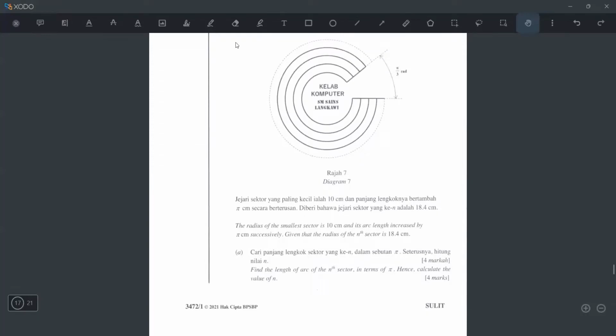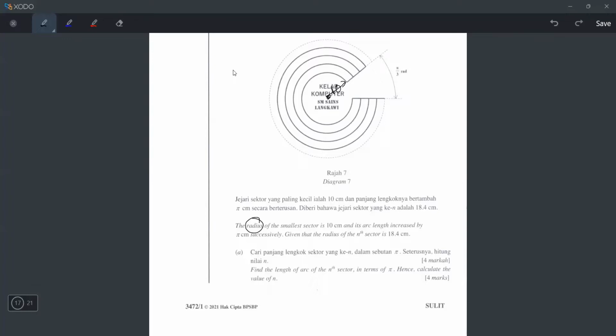Okay, now this one is important already. The radius of the smaller sector is 10. Can you see this is like a circle, a sector, and the radius here is 10. Here should be 10 also. So the radius of the smallest sector is 10. And then the arc length is increased by pi successively. Oh, like that. The arc length increases by pi. So it's a progression question, a combination of circular measure and progression.